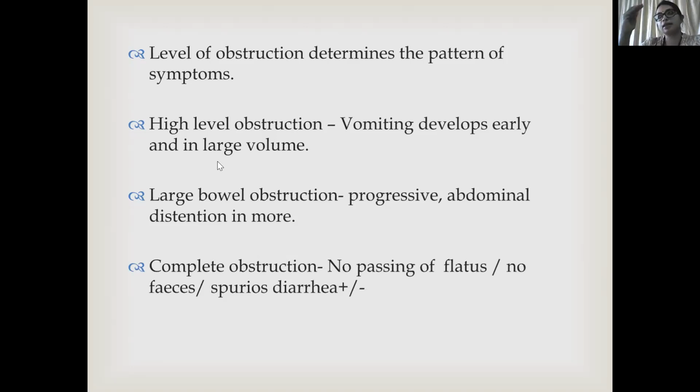So why is there more high volume vomit in small intestine obstruction? Most of our absorption happens in the small intestine, the jejunum and ileum. Maybe that's the reason. Could there be more reasons? Because there is a lot of fluid content there. And what is the difference in the large bowel?